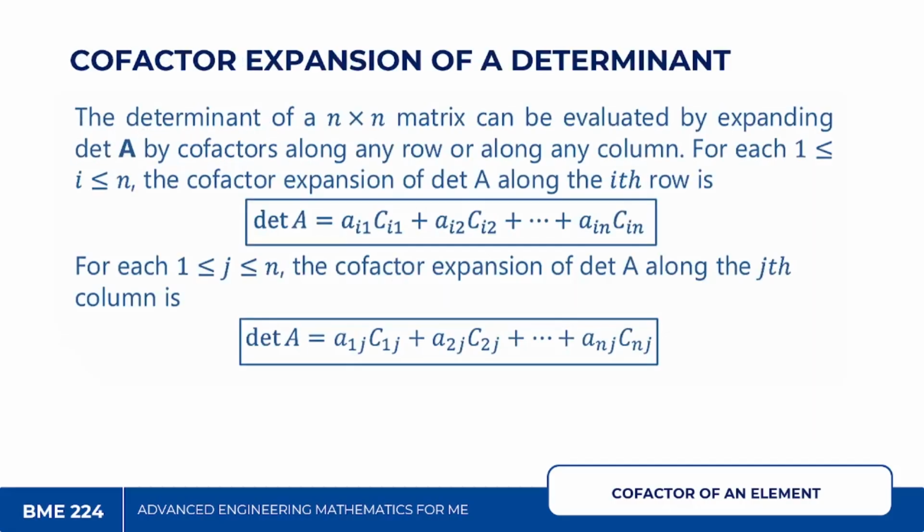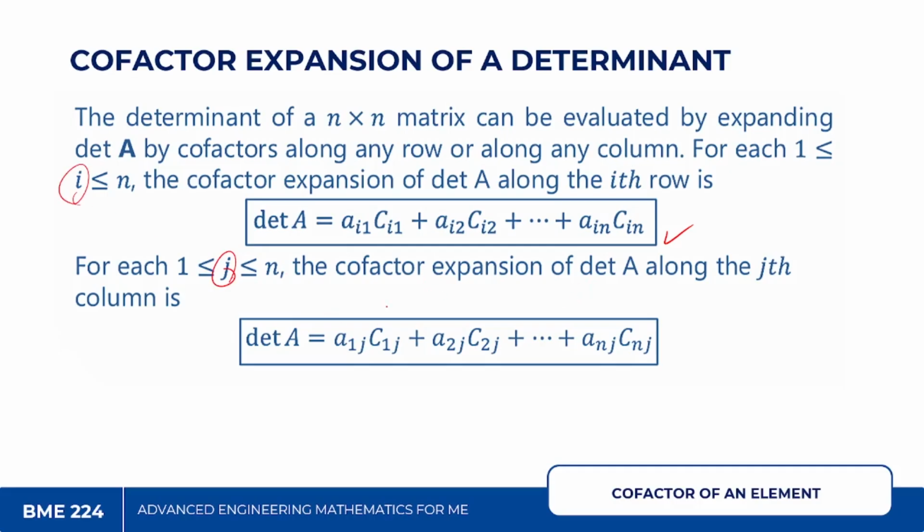How about if you have the cofactors already and you want to determine the determinant of your matrix. So the determinant of an n by n matrix can be evaluated by expanding determinant A by cofactors along any row or along any column. For each i, greater than or equal to 1 and less than or equal to n, the cofactor expansion of determinant A along the ith row is given by this one. For the column, for j, so that is the cofactor expansion. This is for the column, this is for the row. Okay, it will be this one.